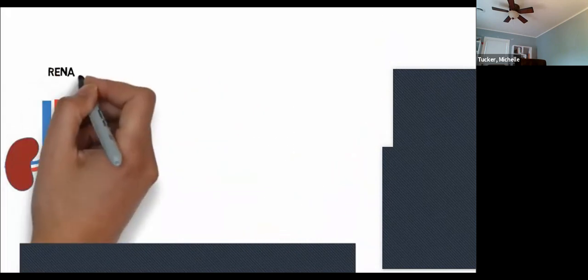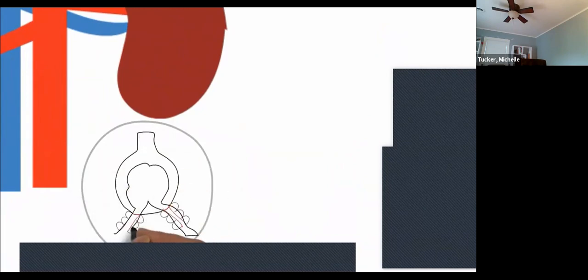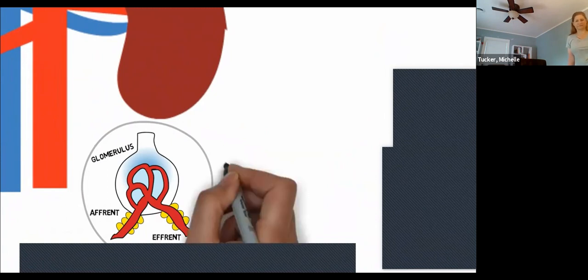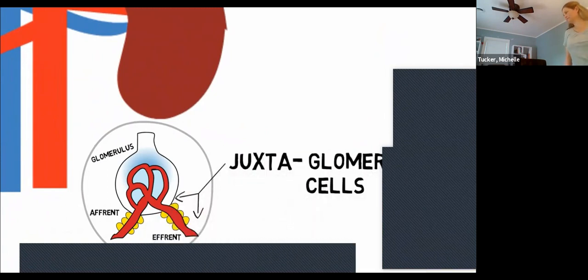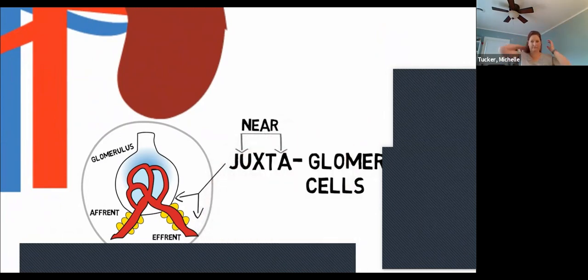Most of you know the kidneys are supplied by a set of renal arteries, which supply almost 20 to 25% of whole cardiac output to the kidneys. This blood reaches the glomeruli through the afferent arterioles and leaves the glomeruli through the efferent arterioles. These cells you see are the juxtaglomerular cells. The word juxta means near, hence these cells are located near the glomerulus.